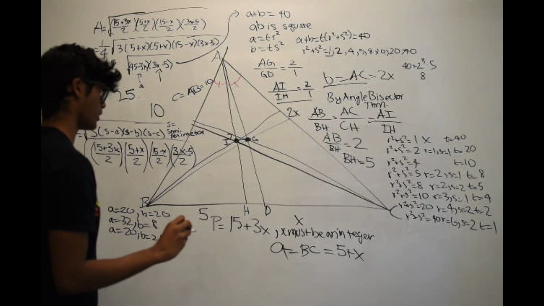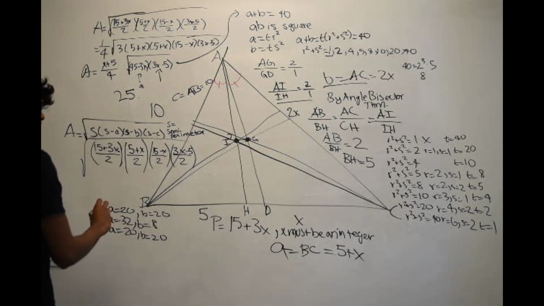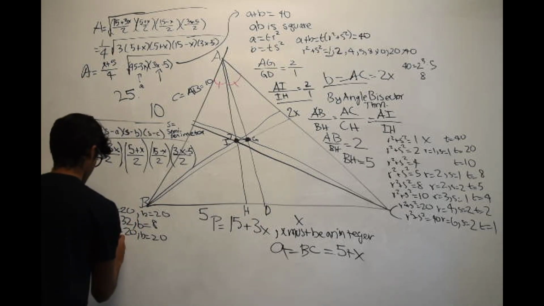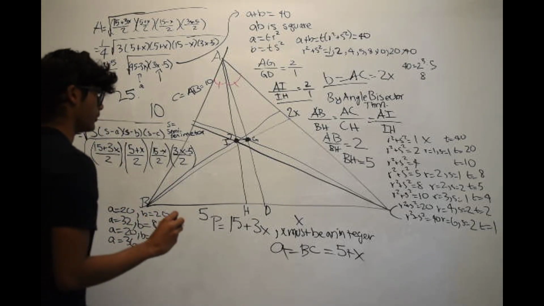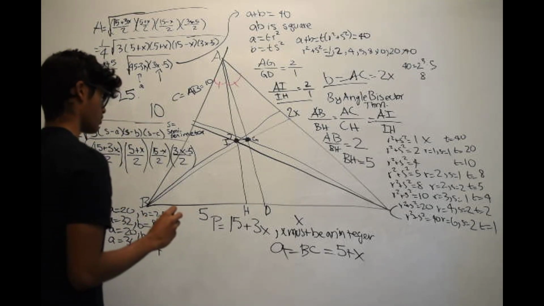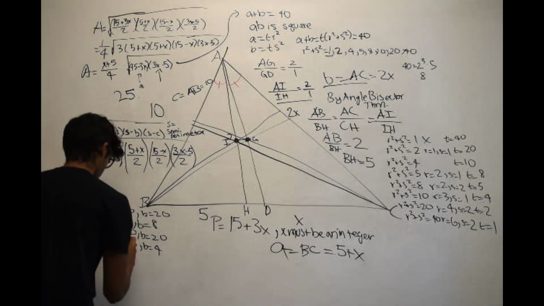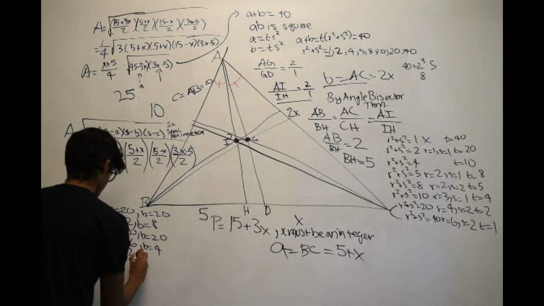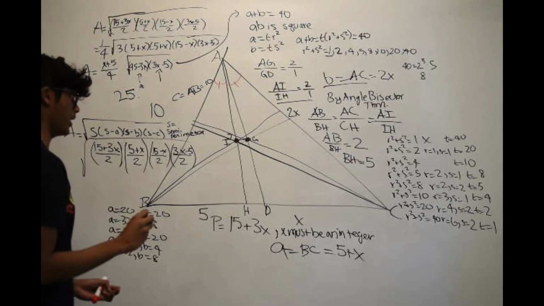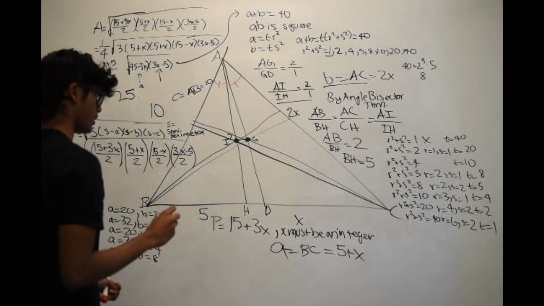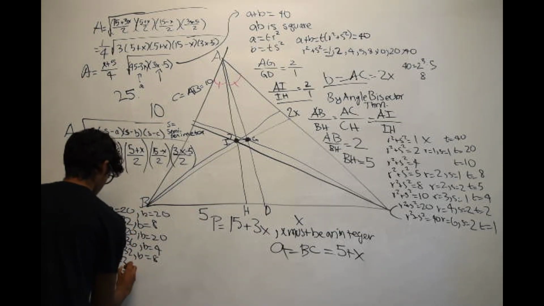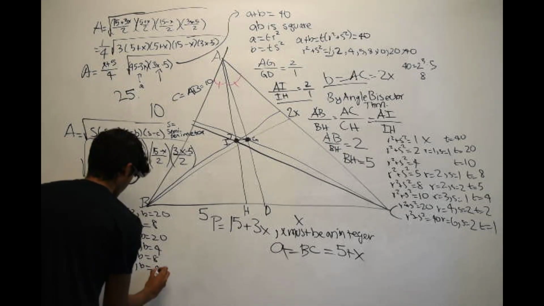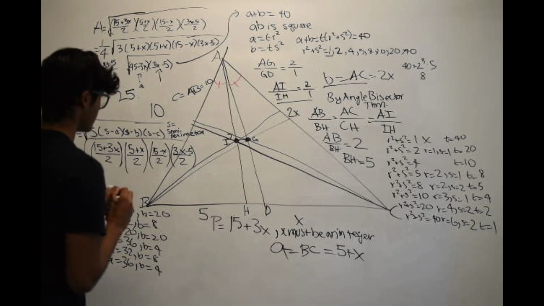From the r squared plus s squared equals 10 case, we get A equals 36, B equals 4. And from the r squared plus s squared equals 20 case, we get A equals 32, B equals 8. And from the r squared plus s squared equals 40 case, we get A equals 36 and B equals 4. Okay. Only 3 cases left.